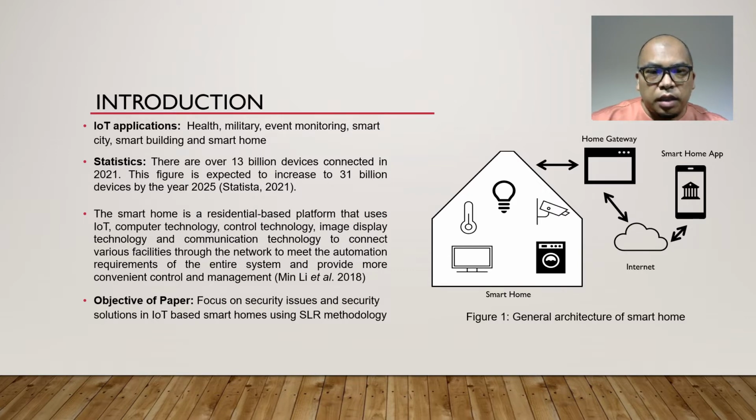Okay, what is a smart home actually? Smart home is actually the integration of computer technology and communication technology in order for a user to control their home through a smartphone, for example. The objective of this paper is to focus on the literature review on the security issue and the security solution in IoT-based smart home that has been proposed by the researchers.